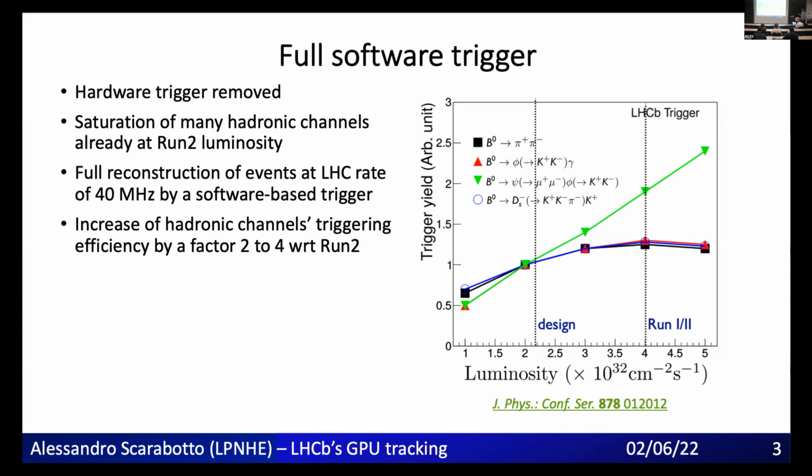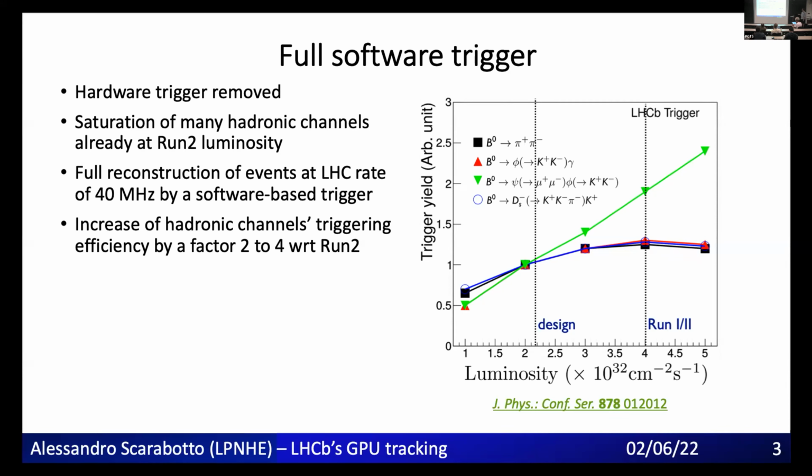What we clearly see here is that we were already saturating with the trigger at Run 2, when we were running with this luminosity. If you can imagine, we extrapolate this line to 10^33, we're fully saturated. So in practice, we don't gain anything by increasing the luminosity. So the idea is to remove the hardware trigger and do everything in software.